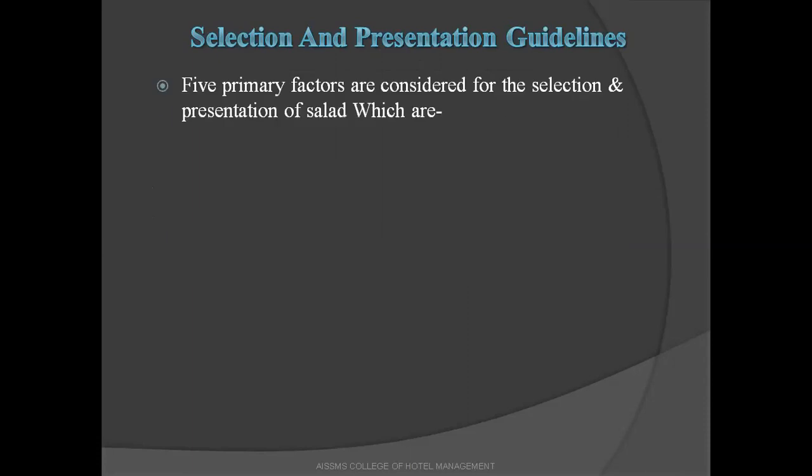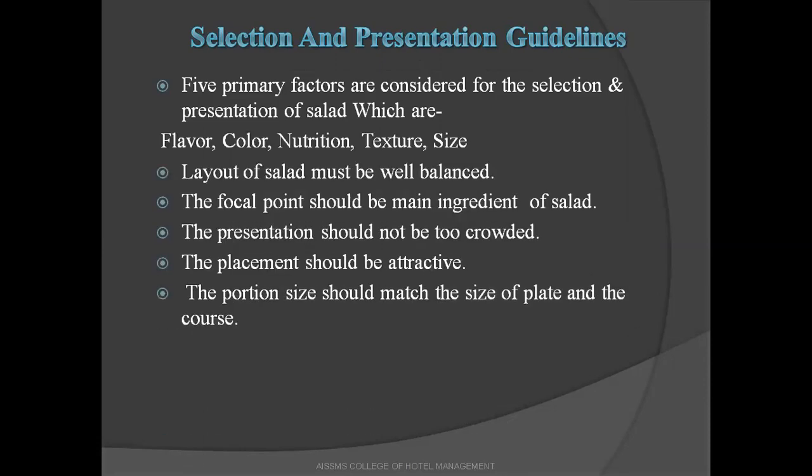So, first guideline, there are 5 primary factors which should be considered while selecting and presenting a salad, which are flavor, color, nutrition, texture, and size. These are the vital points while selecting and presenting salads. Layout of salad must be well balanced. The focal point should be main ingredients of the salads. As you see the example of chicken and orange salad, they are focal point of the salads.